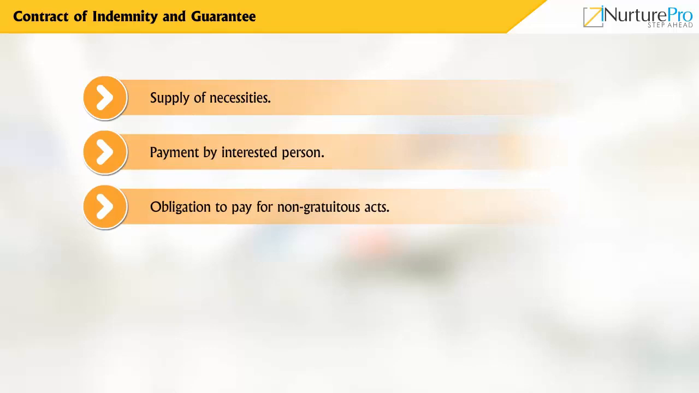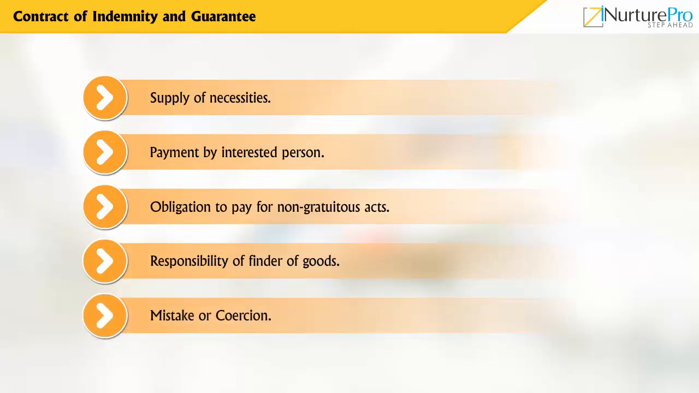There are 5 types of quasi-contract: supply of necessities, payment by interested person, obligation to pay for non-gratuitous acts, responsibility of finder of goods, mistake or correction.